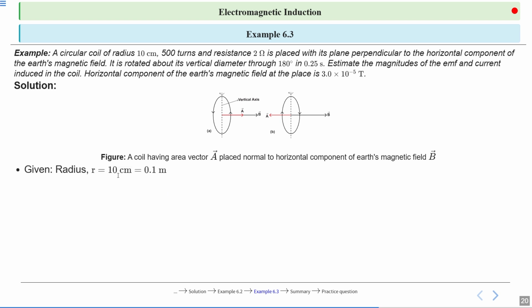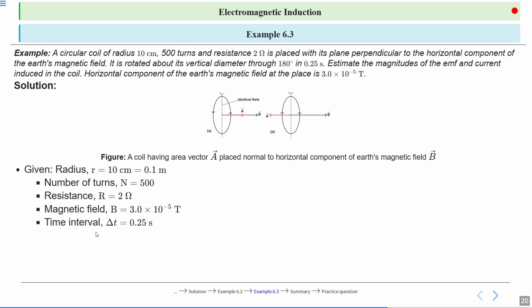Now given radius is equal to 10 centimeter, that is equal to 0.1 meter. Number of turns is given, n equal to 500. Resistance R is given, R equal to 2 ohm. Magnetic field B equal to 3 into 10 to the power minus 5 Tesla. And time interval delta T is equal to 0.25 seconds.